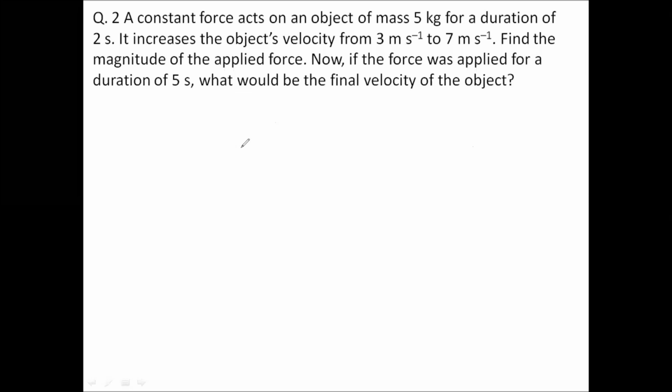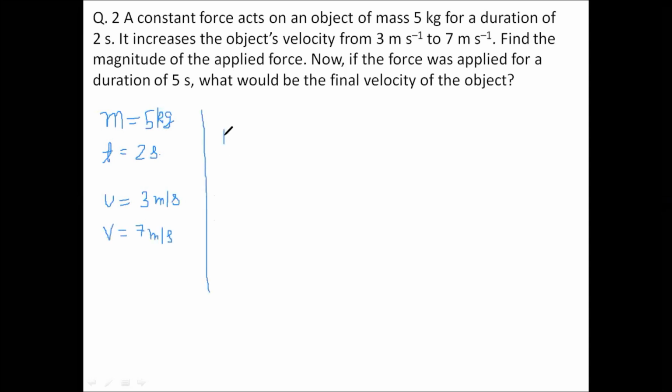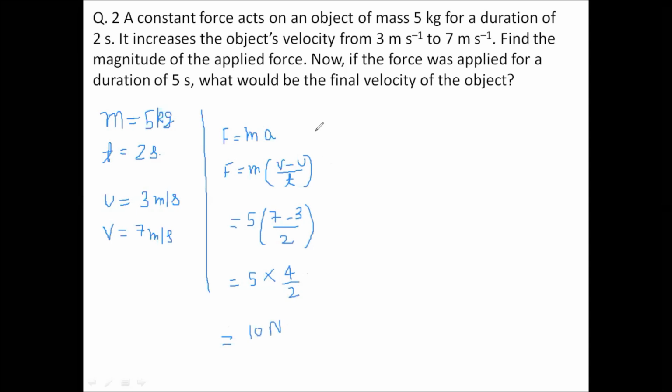object? So let's try. Here the mass given is 5 kg and a force acts for a duration of 2 seconds. Due to the application of force, the velocity of the object changes from 3 meter per second, that is the initial velocity, and this comes out to be 10 Newton. So this is the first part. Let it be F1, 10 Newton.